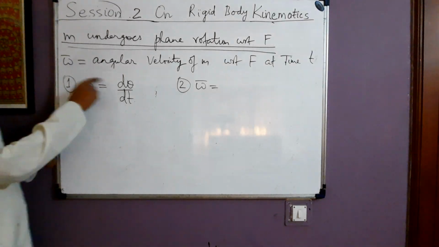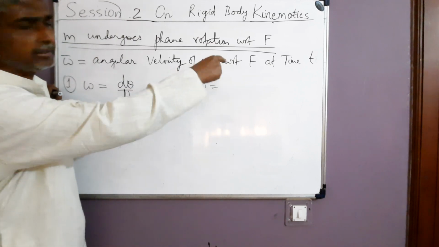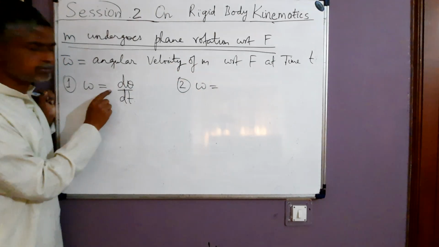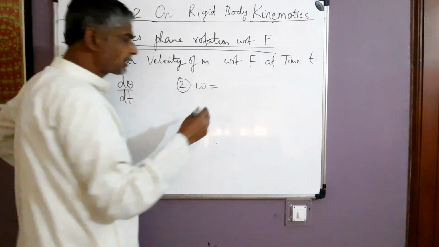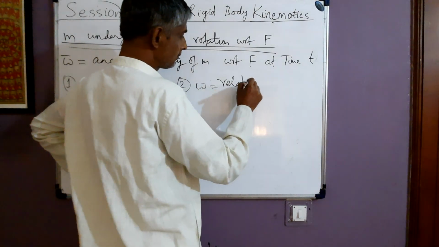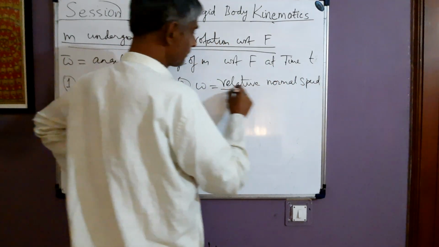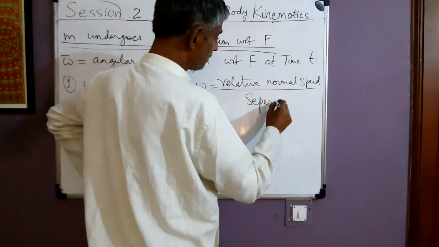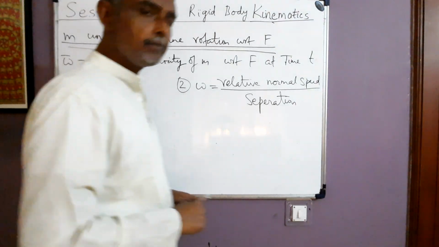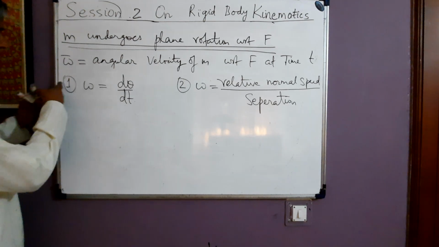So first, omega is equal to d theta by dt. This is just the expression for omega in which I have removed the vector sign. We are just expressing the scalar component of vector omega, magnitude into unit vector. So this gives the scalar expression. And second, omega is equal to relative normal speed by separation. So these are the two different expressions for omega. We'll discuss both of them here. So I'll take up the first definition now.